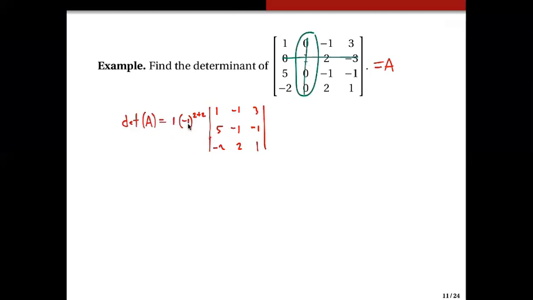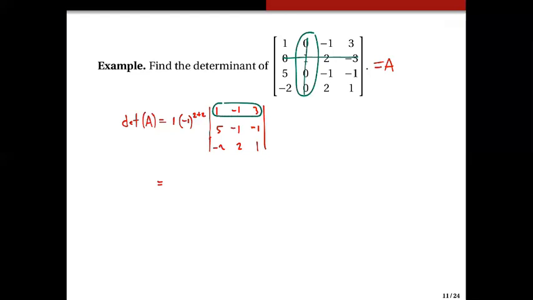So here you have 1 times negative 1 raised to 2 plus 2. And negative 1 raised to 2 plus 2 is positive 1. So basically, we are just computing the determinant of this matrix here, which is a 3 by 3 matrix. And we don't have the formula for the determinant of a 3 by 3 matrix yet. So let us use this cofactor expansion. We can use any column, as I have said, or any row. So in this case, there are no zeros anymore. So let us just use the first row in here.